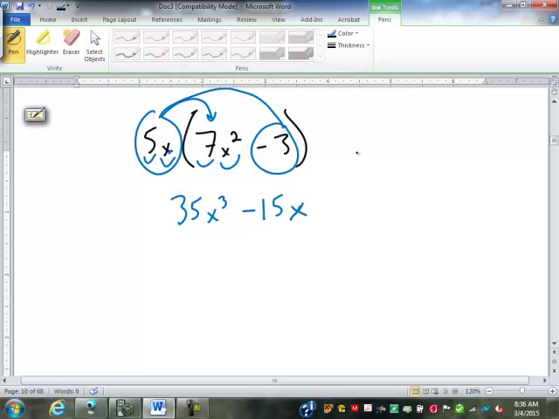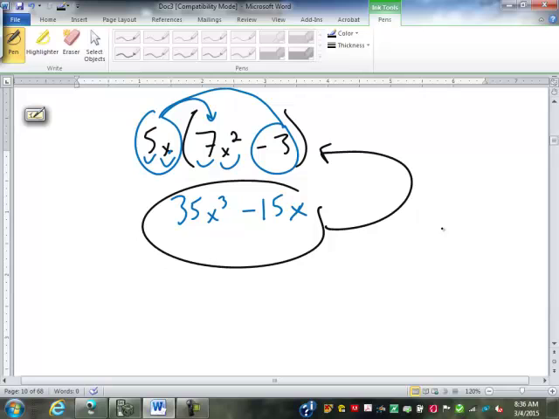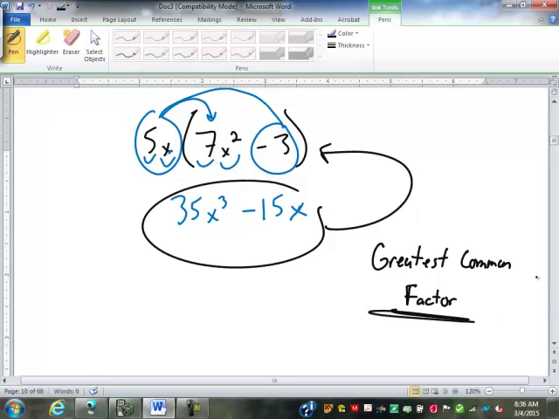What we're going to look at today is going to allow us to take that backwards. We're going to look at something like that and ask ourselves, what can we pull out of it to go from this back to something like that? The first thing that we're going to be looking for is something called a greatest common factor. Does that sound familiar? It should, because it was on page 2 of your test.